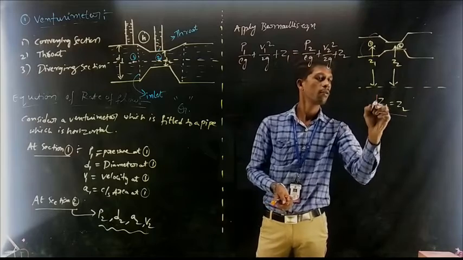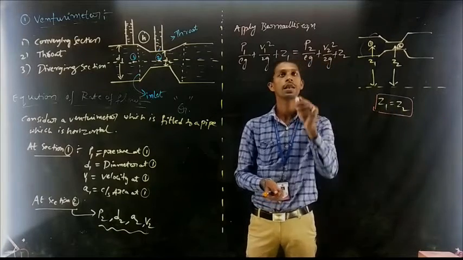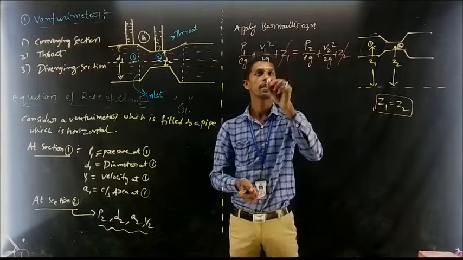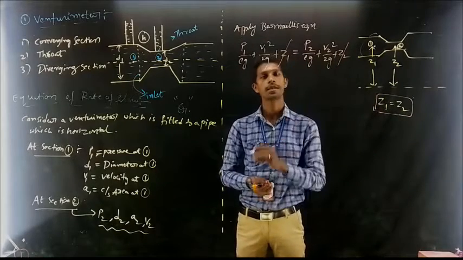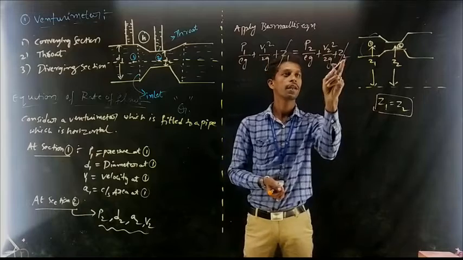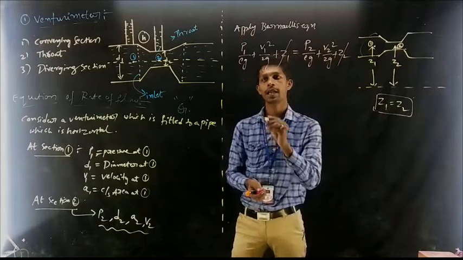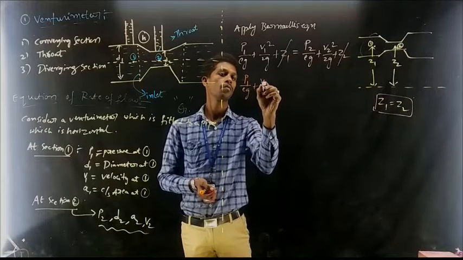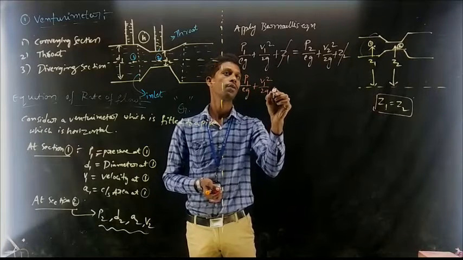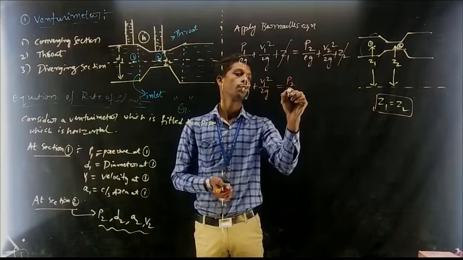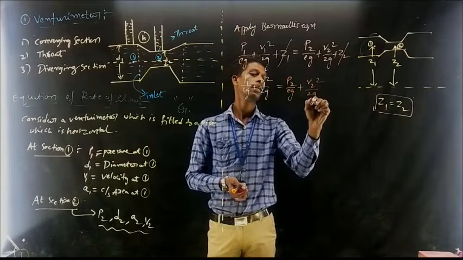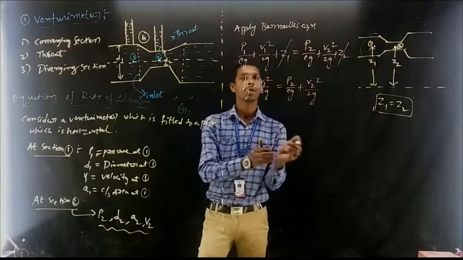Here Z1 is equal to Z2, right? So as Z1 is equal to Z2, we can cancel these two terms. Between any one of these two, we can substitute and cancel them. So the remaining equation will be P1 by rho g plus V1 square by 2g is equal to P2 by rho g plus V2 square by 2g, right?